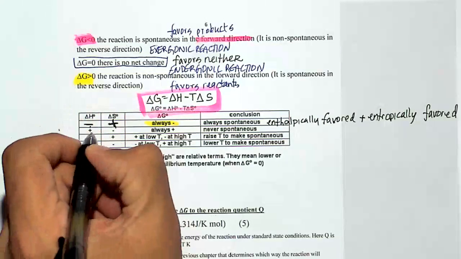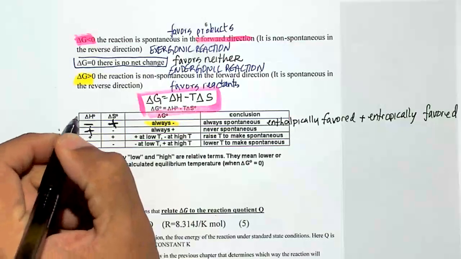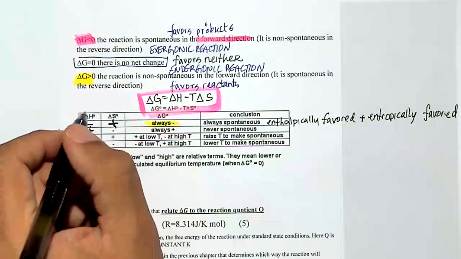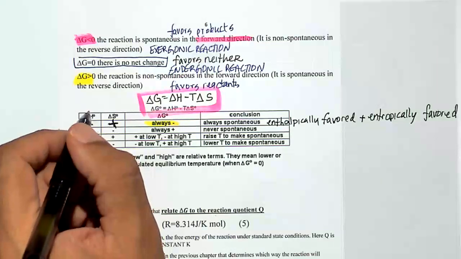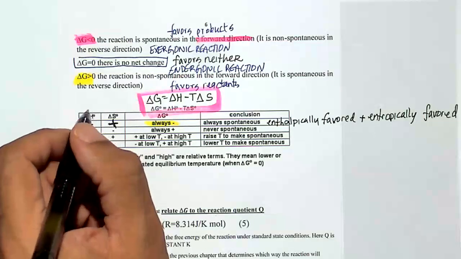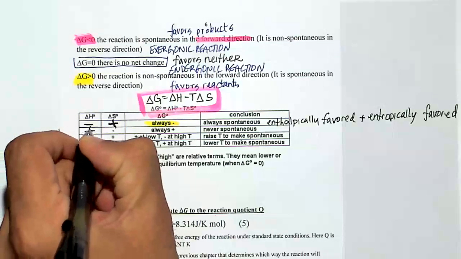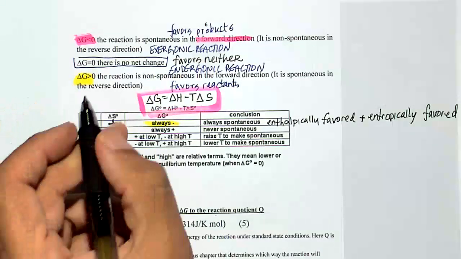Okay, what happens if your enthalpy is positive? This is called an endothermic reaction. So this is a reaction that's not favored to go to products. You need to provide energy to do that. So if it's positive, that's endothermic.